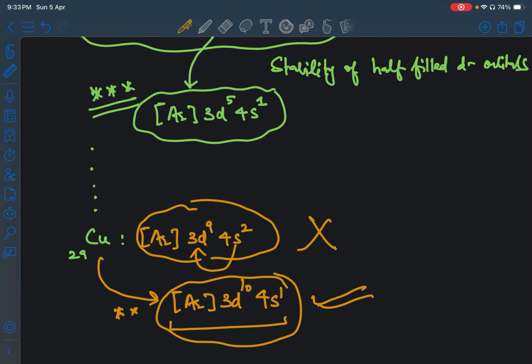So why this type of discrepancy arises, and what we mean by half-filled and fully filled configurations, we are going to see in the next video.